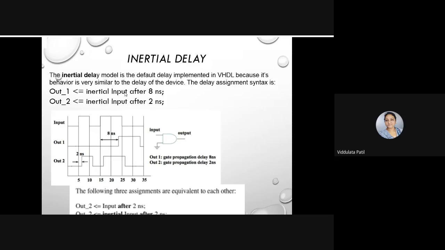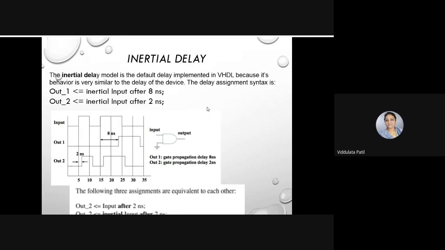Whatever the input is, it may be just a variable or signal, or it may be any expression. And after that comes the time expression, so here it is mentioned after how much time it should be assigned. Here it is assigned as 8 nanosecond, and out2 is assigned to inertial input after 2 nanosecond. So this is the syntax for the inertial delay assignment.